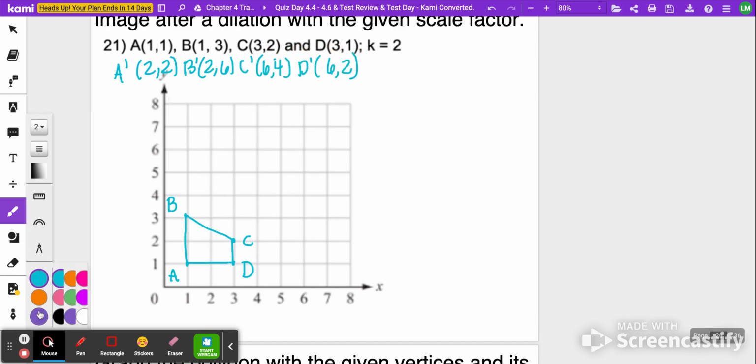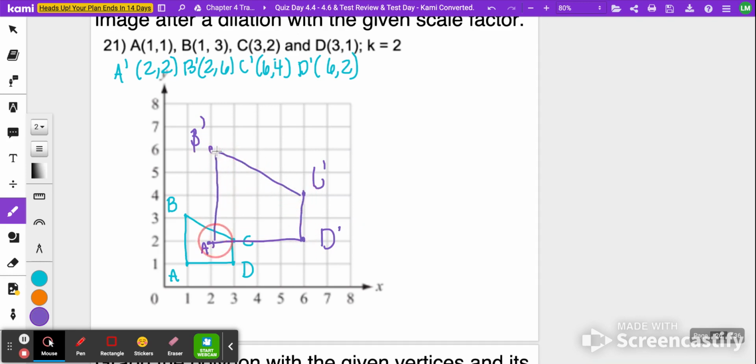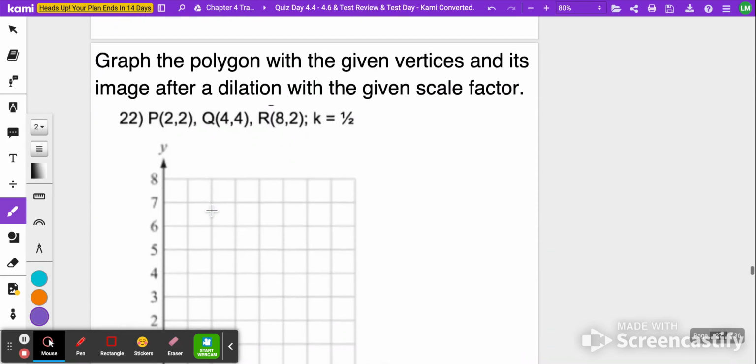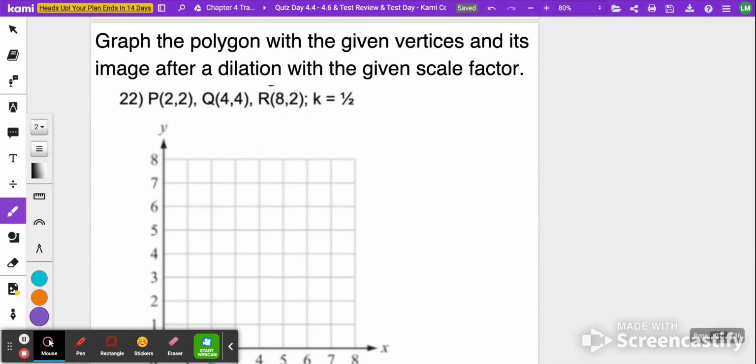Let's go ahead and plot all those new points. A prime, 2, comma 2, B prime, 2, comma 6, C prime, 6, comma 4, and D prime, 6, comma 2. Connecting our points together, you should notice that your figure enlarges by twice the size. This next one is another dilation, except now it is a reduction. So let's see what happens here.